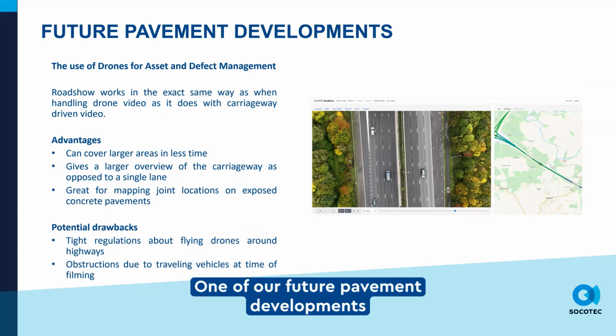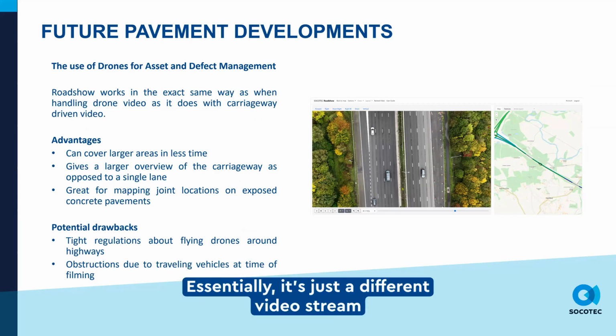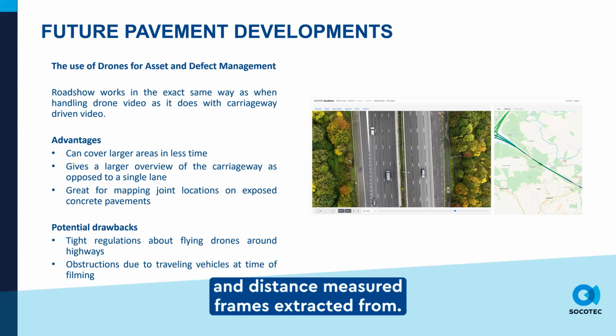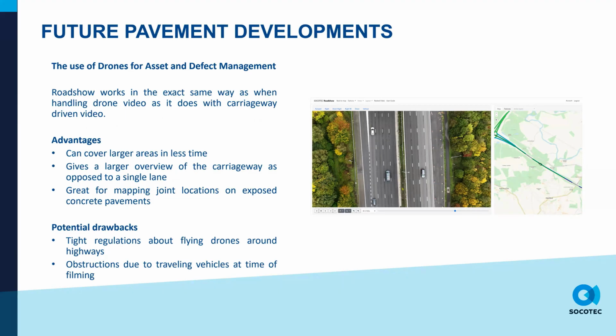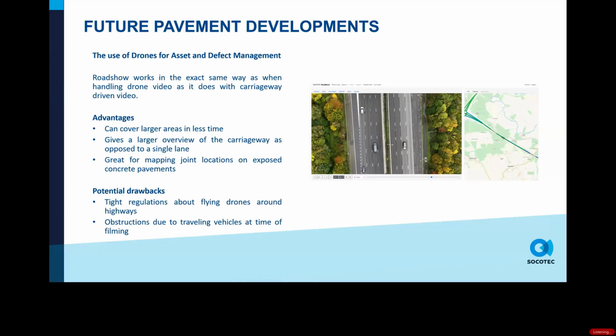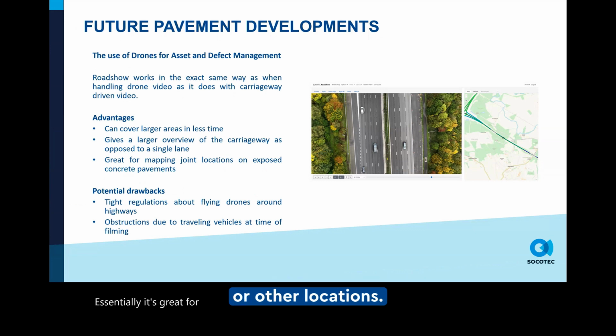One of our future pavement developments that we're looking at is the use of drones for asset and defect management. Now, Roadshow works in exactly the same way when handling drone video as it does when handling carriageway video. Essentially, it's just a different video stream that we can have geospatially and distance measured frames extracted from. Some of the advantages of this: cover large areas in less time. It gives you a much larger overview of the carriageway as opposed to a single lane or the adjacent lanes to that. And essentially, it's great for mapping things like joints or other locations.